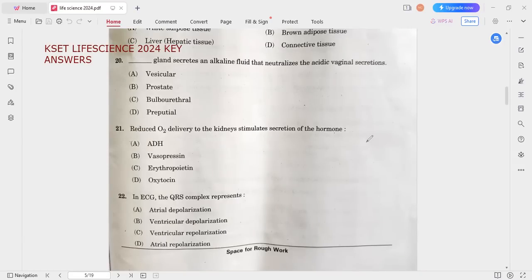I made mistakes in two questions. The first is question number 20. The answer for this question is option C, that is bulbourethral gland. I made a mistake. In the previous video I said option B is the correct answer, but the correct answer for this question is option C. Similarly, one more question, question number 50.